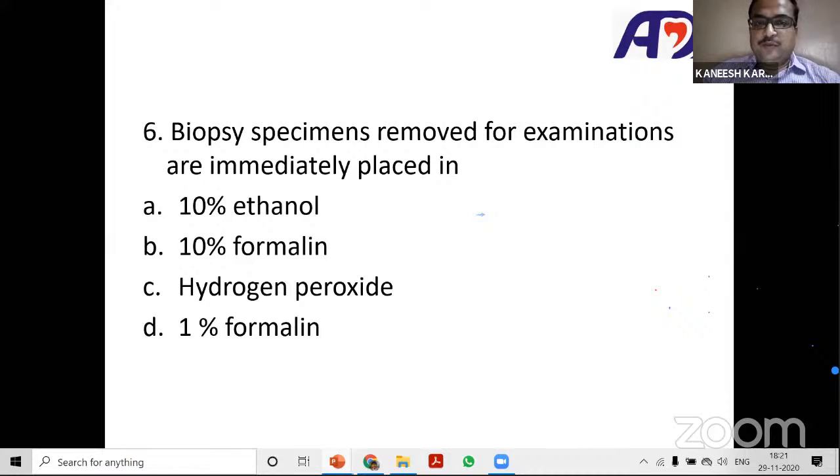Biopsy specimens removed for examination are immediately placed in, yes, 10% formalin. Okay.